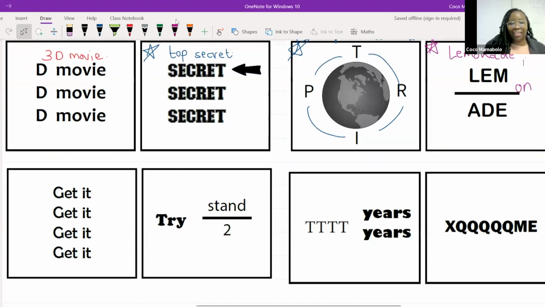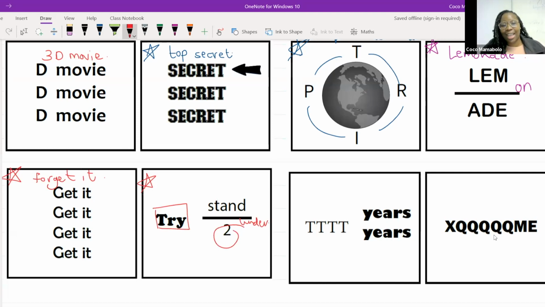What about this first one over here? This one should be nice. If we got the 3D, we should be able to get this one. Good. It's forget it. If you don't get it, forget about it. Okay, what about the second one over here? Good. Anna's really good at these. This next one is then try, and then two is understand. So try to understand.